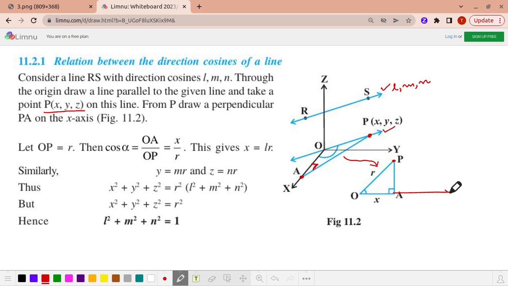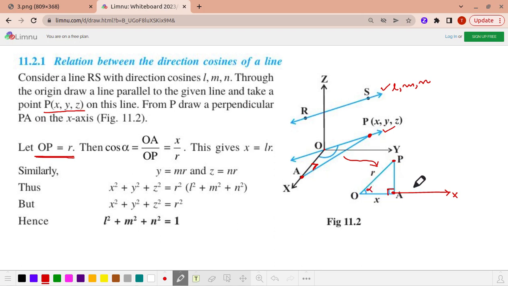Okay, so this is the x-axis. From the point P we draw a perpendicular to the x-axis, and A is the foot of the perpendicular. As I was telling, PA and OA are perpendicular. Now let us assume that OP is R. Then obviously that line OP makes an angle alpha with the x-axis.